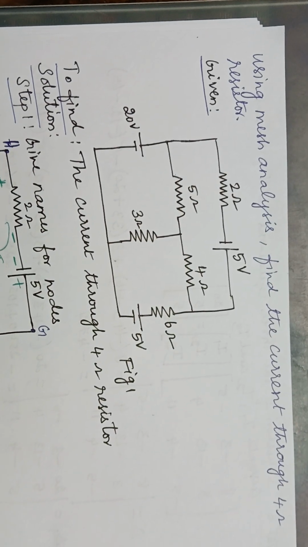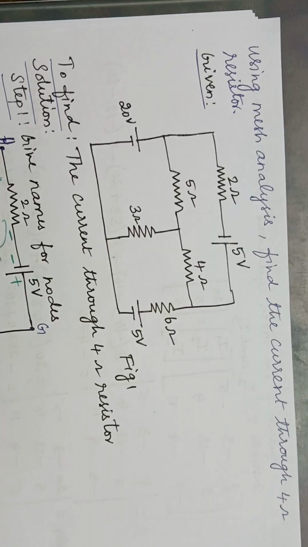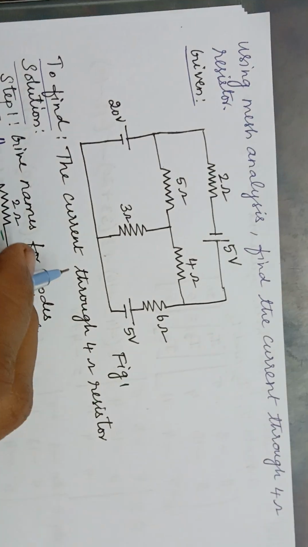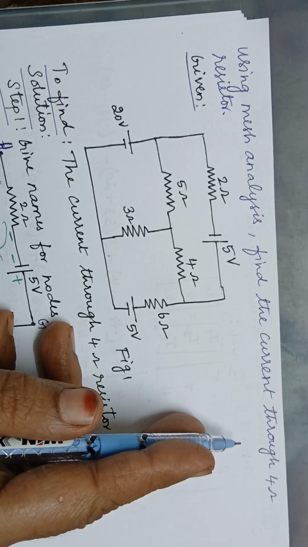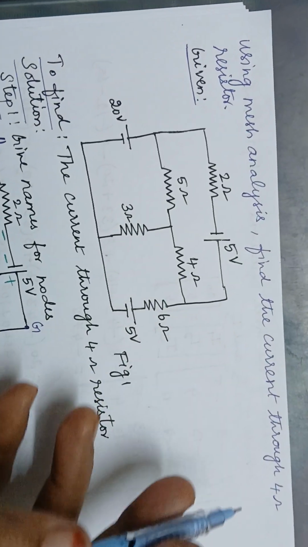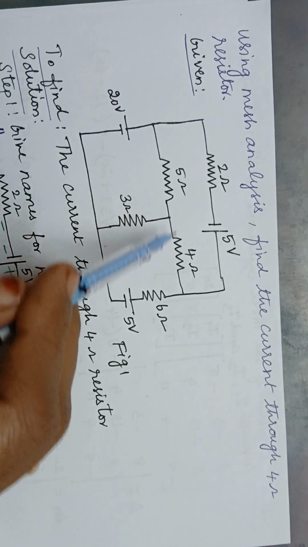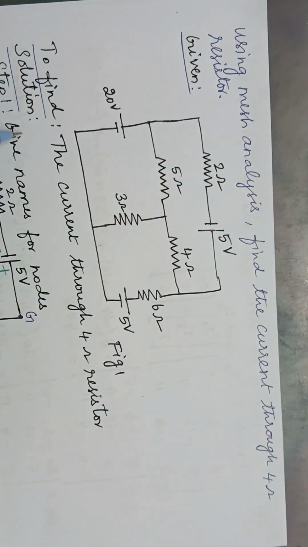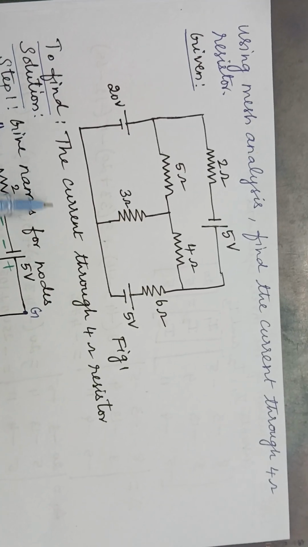Hello, today we will see mesh analysis for a problem. Find the current through the 4 ohm resistor. We have taken this as a circuit of 3 loops. First, the given data, and what we have to find is the current through the 4 ohm resistor.